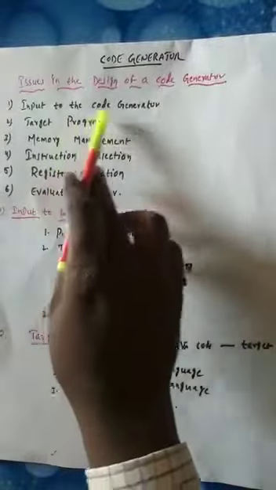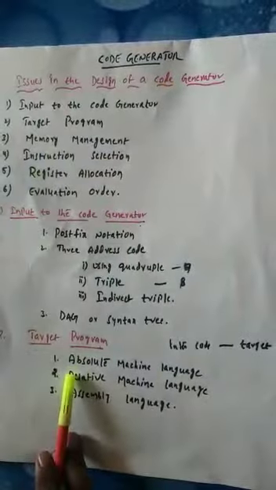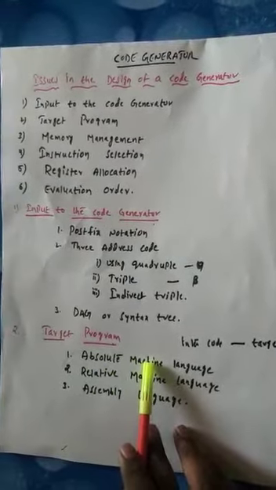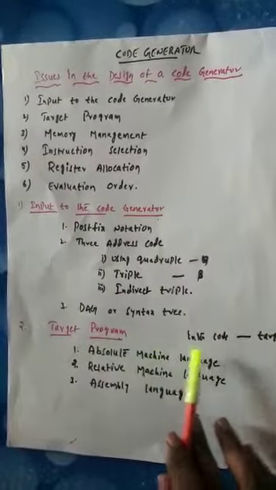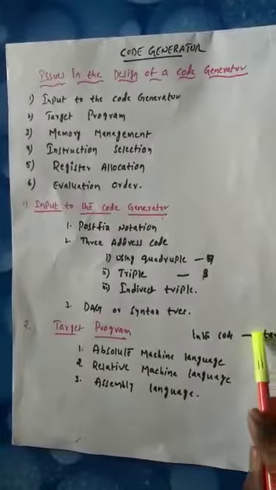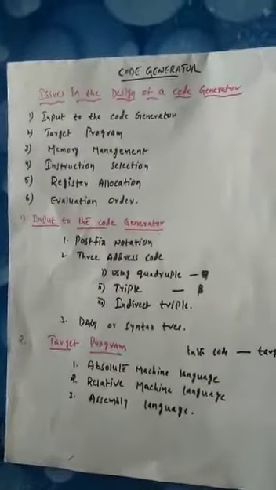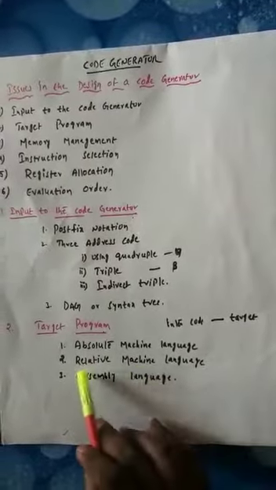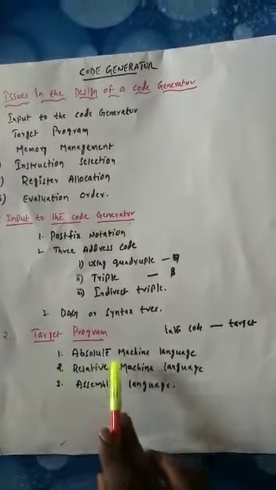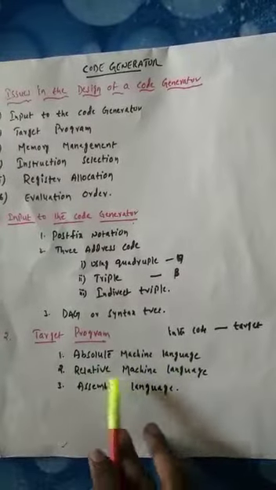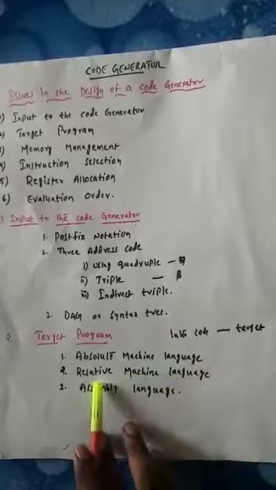The second design issue of the code generator is the target program. The code generator accepts the intermediate code as input and produces the target code as output. It produces three different types of languages. The first one is absolute machine language, the second one is relative machine language, and the third one is assembly language.